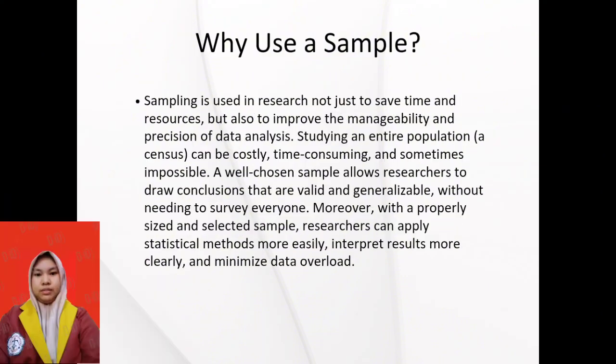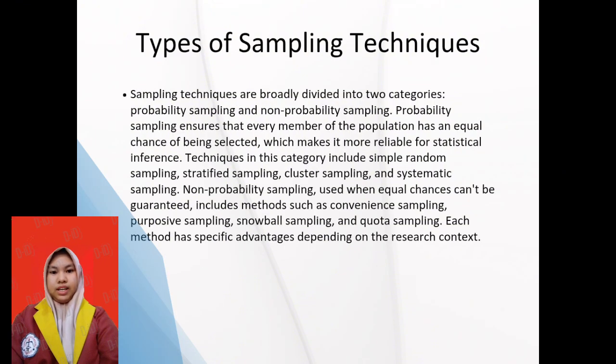Why use a sample? Sampling is used in research not just to save time and resources, but also to improve the manageability and precision of data analysis. Studying an entire population, a census, can be costly, time-consuming, and sometimes impossible. A well-chosen sample allows researchers to draw conclusions that are valid and generalizable without needing to survey everyone. Moreover, with a properly sized and selected sample, researchers can apply statistical methods more easily, interpret results more clearly, and minimize data overload.